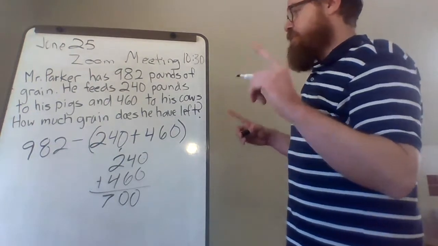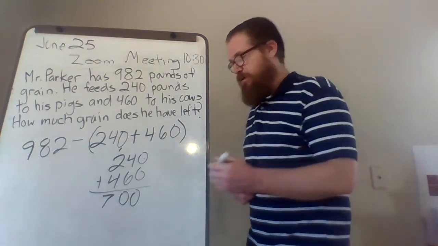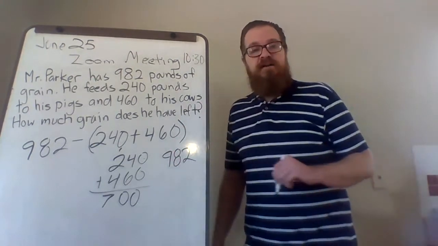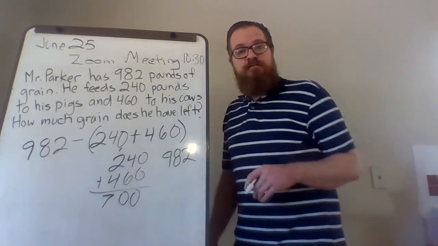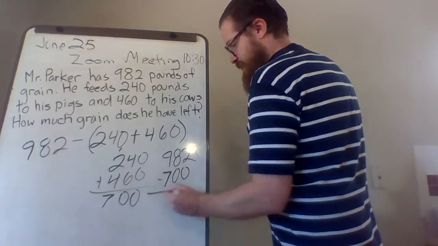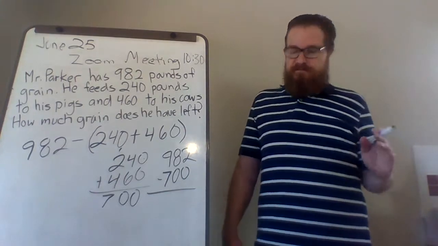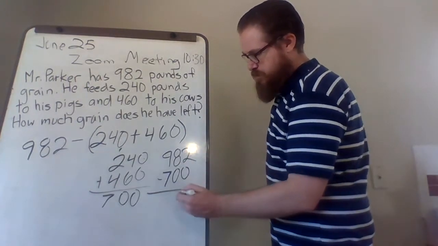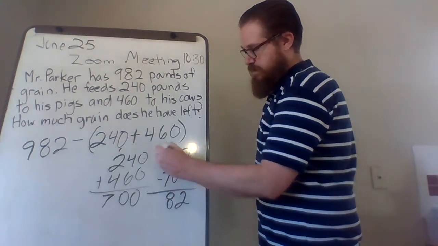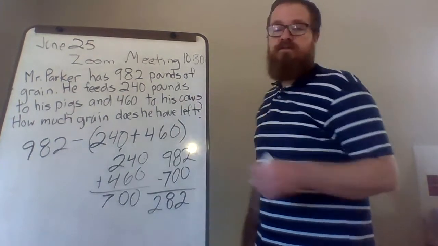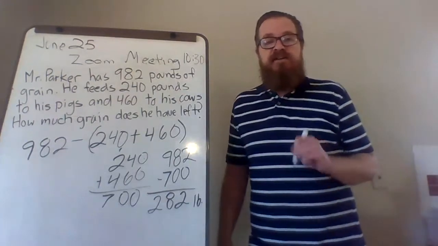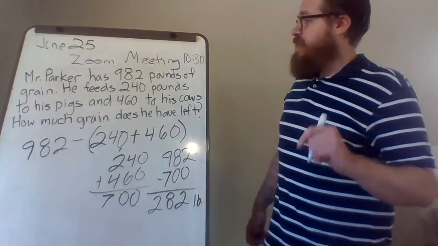But anyway, so we're going to take how much food he started with, 982. And now I'm going to take away this 700 pounds of food that his animals ate. And whatever is left is going to be our answer. Okay? 2 minus 0 is 2. 8 minus 0 is 8. 9 minus 7 is 2. So he's only going to have 282, LB is the abbreviation for pounds, left after his cows and pigs eat the food.